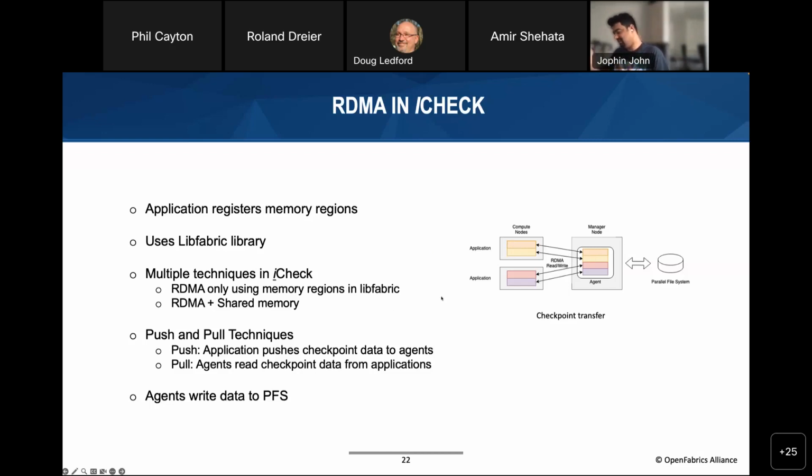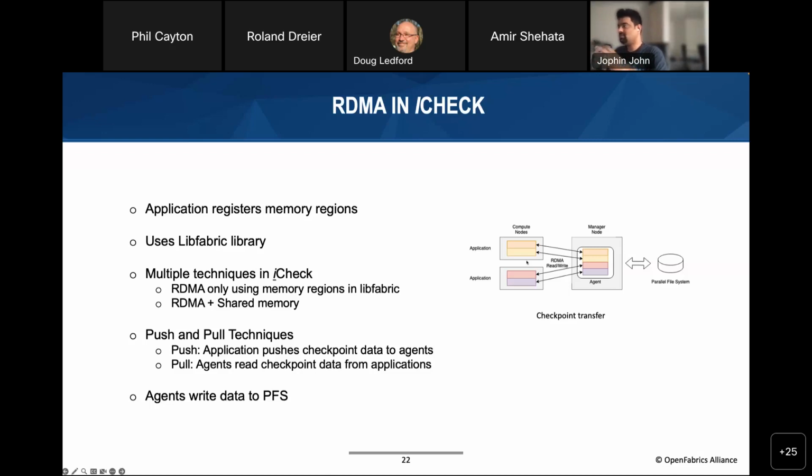And since this registration creates overhead, there's also an RDMA plus shared memory implementation, where one process creates the shared memory, and this shared memory is registered with our agent as the memory region in libfabric. Then our iCheck agent can read the checkpoint using RDMA from this single process, and all the other processes in the compute node use the shared memory to write the checkpoint. So this can reduce the number of key registrations and key transfers.